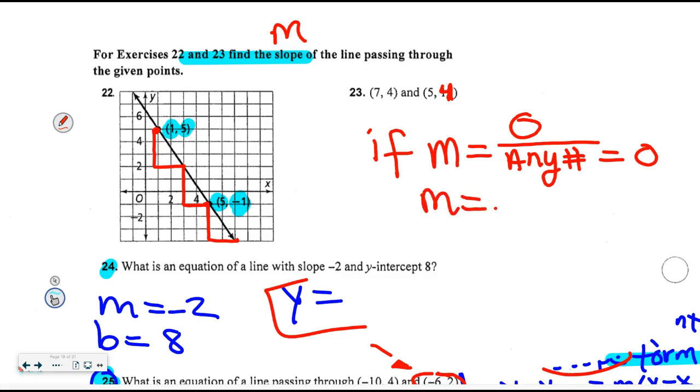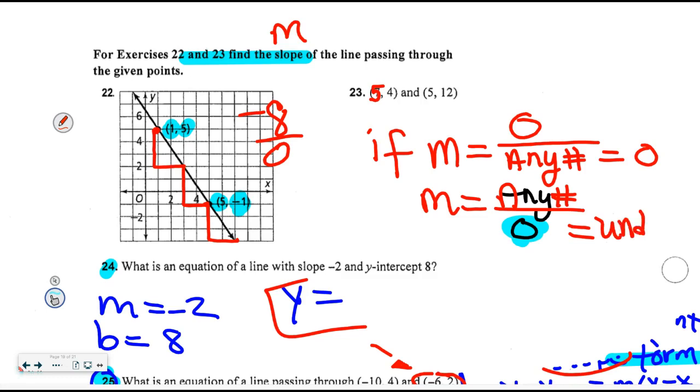If you get any number over a 0, so let's change this, and let's suppose this one had been a 5, and Eric's on the test on Thursday, and he goes, oh, it's asking me for slope. I subtract the y's, 4 minus 12, and I subtract the x's. He's going to go, what do I do with the 0? And he's going to go to his note card and say, oh, when there's a 0 on the bottom, you write undefined. And slope is steepness. It's like a hill. And when you have undefined, it means the line was vertical.